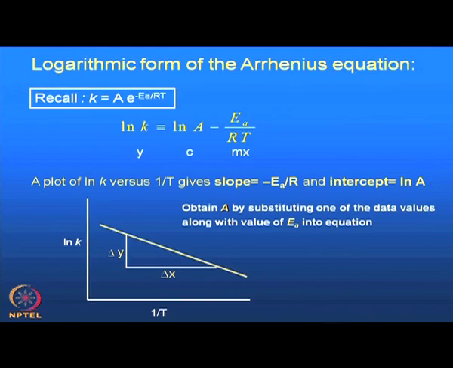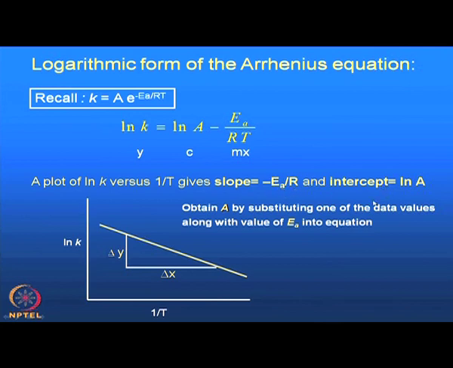So, again recall k is equal to A into e to the power minus Ea by RT. This is our starting equation. Take ln. So, ln k = ln A − Ea by RT. So, it is y, this is c, and this is mx. Mx means m is slope. A plot of ln k versus 1 upon T gives you slope, that is −Ea by R, and intercept.